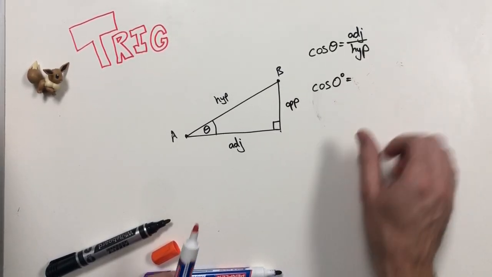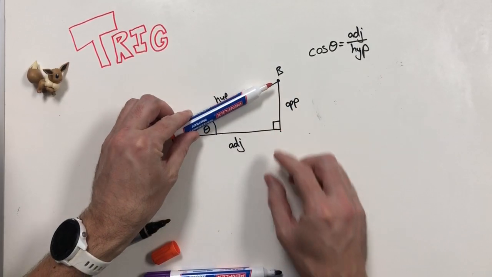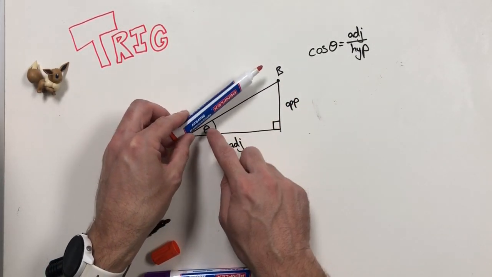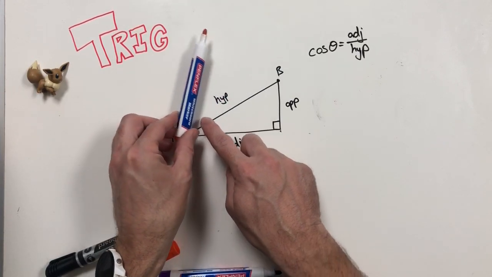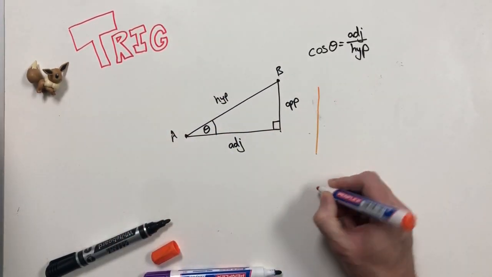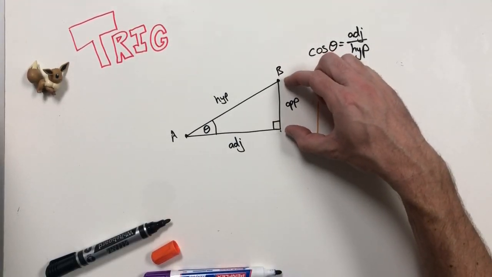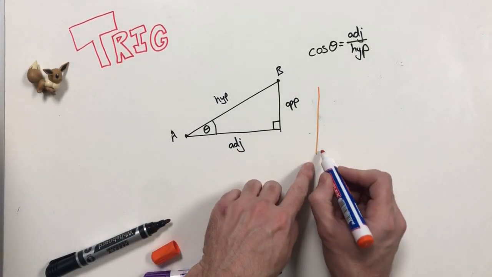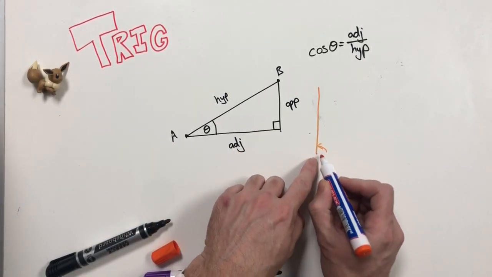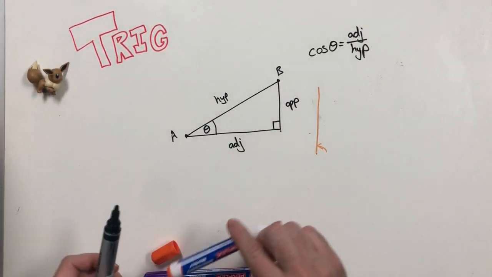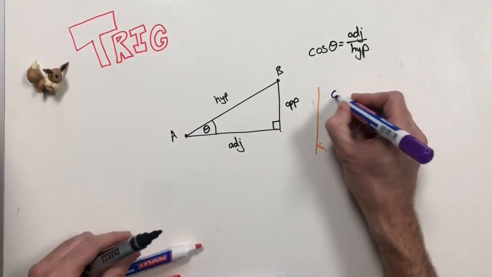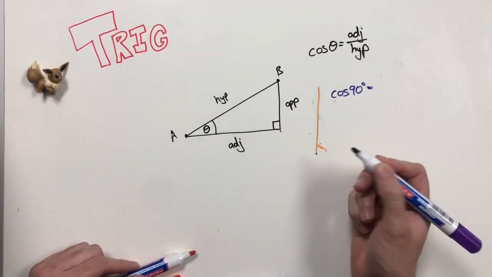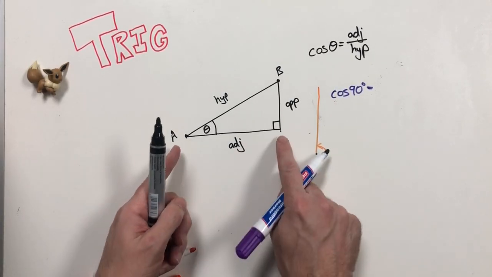So let's take the other extreme. Let's say I'm making the angle bigger and bigger and bigger, and eventually I'd have a straight line like this, where the opposite side is exactly the same length as the hypotenuse. And what happened to the adjacent side? If I had a 90-degree angle here, it disappeared, right? There's nothing there. So if I had the cosine of 90 degrees, what would the adjacent side be? Well, it would be a dot, it would be 0, because it disappeared.